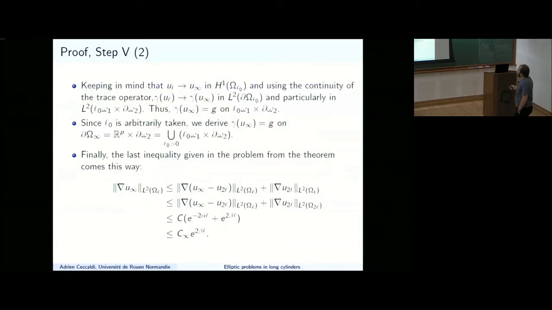And then making some trace operator arguments, we just show that the trace of U infinity is equal to G on the whole boundary of omega infinity, so that this condition is verified too. Finally, by writing U infinity as U infinity minus U2L plus U2L, and using the bounds we already have, we get the estimate, which is the last part to verify to show that U infinity is a solution.